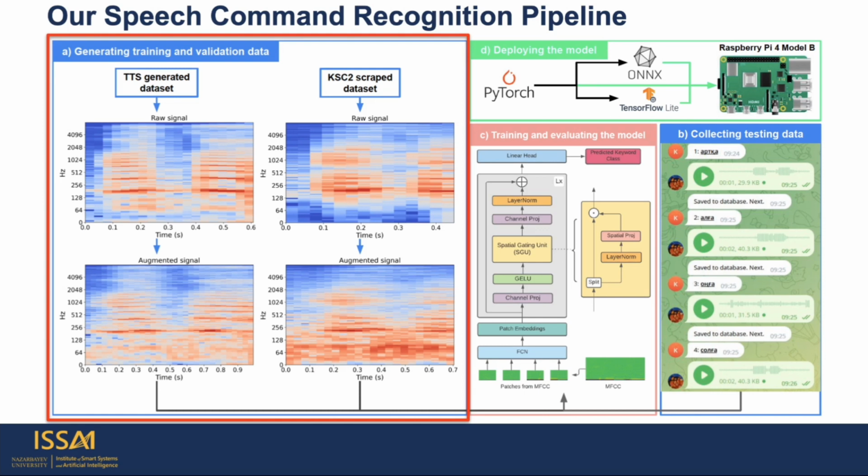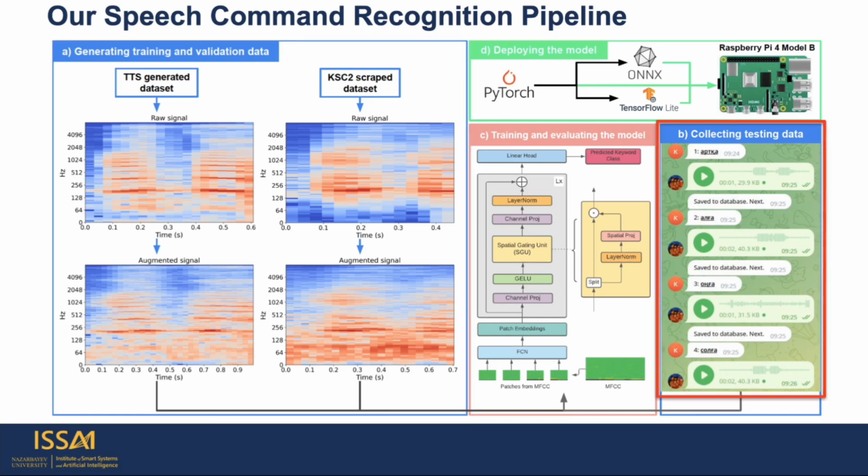Initially, we generated training and validation data using a TTS model and scraping a comprehensive open-source speech corpus for the Kazakh language, which is called Kazakh Speech Corpus 2, using the VOSK speech recognition model. To expand the dataset, we applied various segmentations to the raw audio signals. Subsequently, to demonstrate the effectiveness of our approach, we collected real-world data via a Telegram bot for testing purposes.